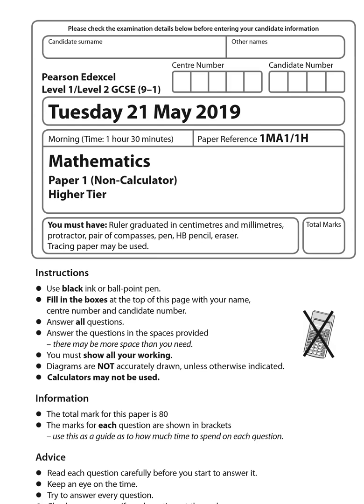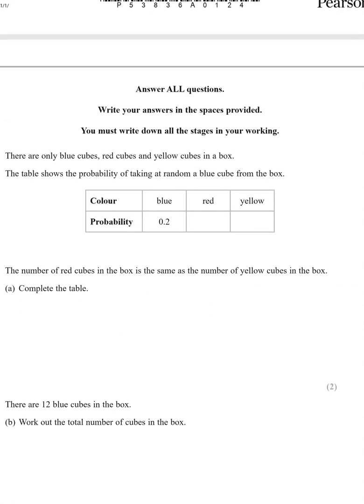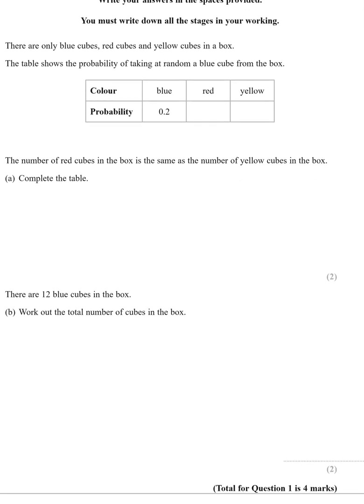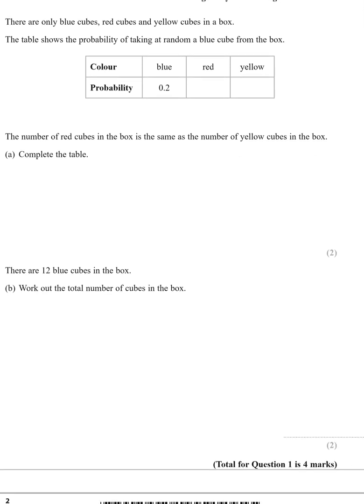So we've got summer 2019, maths paper, paper 1, higher tier, so non-calculator. Let's have a look at question 1. There are only blue cubes, red cubes and yellow cubes in the box. The table shows the probability of taking at random a blue cube from the box, 0.2. The number of red cubes in the box is the same as the number of yellow cubes. Right, so complete the table.